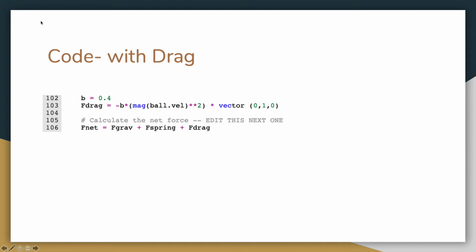In order to figure out how drag affects the system, we need to include it in the code. To do this, we estimate the value of B to be about 0.4, calculate the force of drag using negative BV squared, and then include this value in the net force calculation.